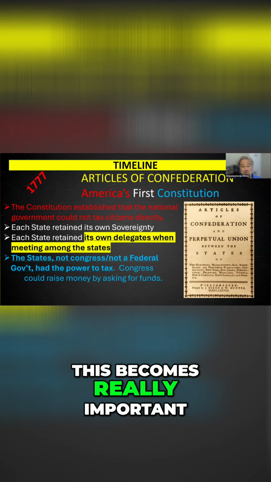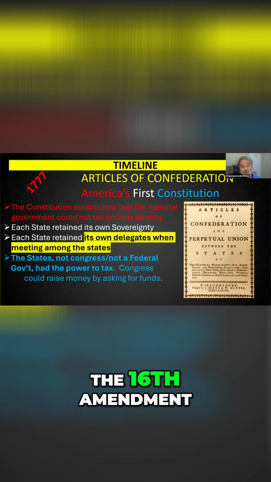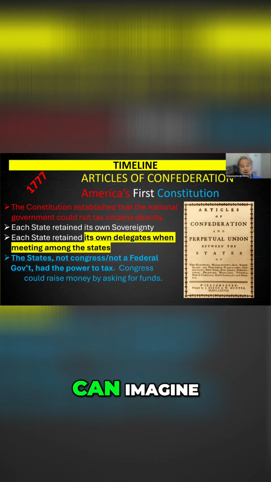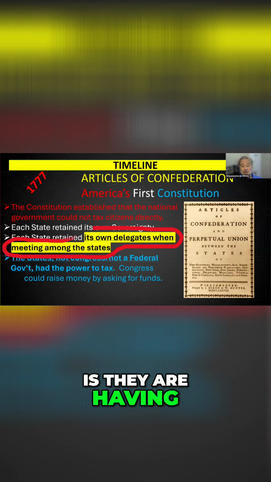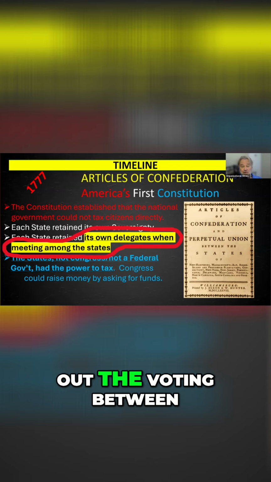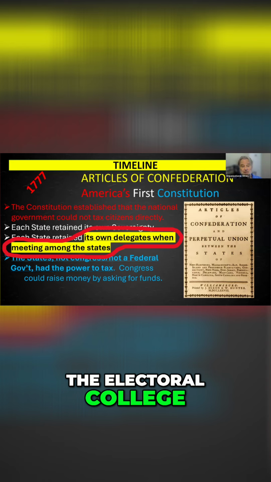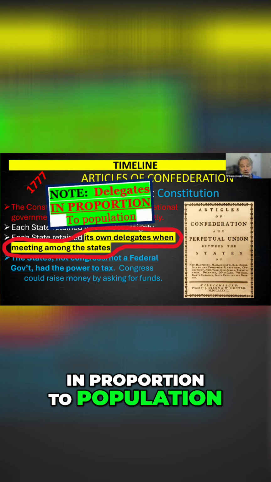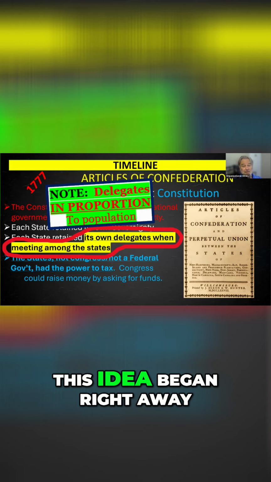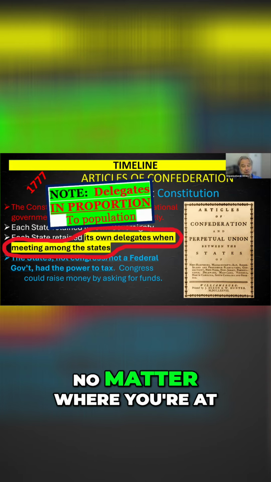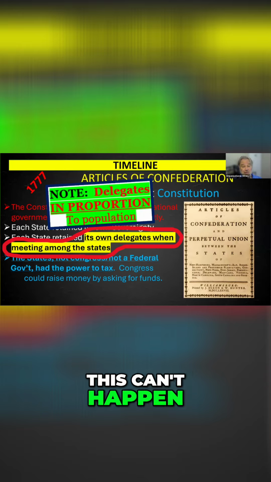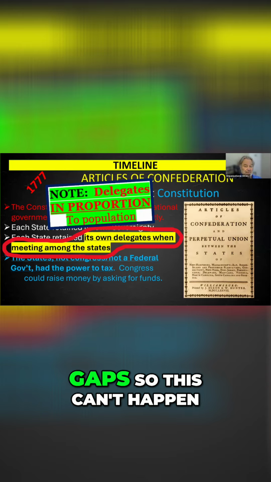This becomes really important as it relates to the 16th Amendment. More important than you can imagine, because what they're doing here is they are having a way to conduct the census and spread out the voting between the Electoral College in proportion to population. This idea began right away, that we're not going to just directly tax everybody no matter where you're at. This can't happen. We're going to put stopgaps so this can't happen.